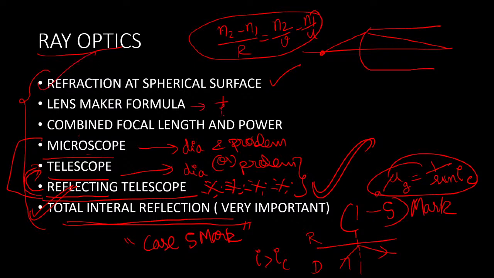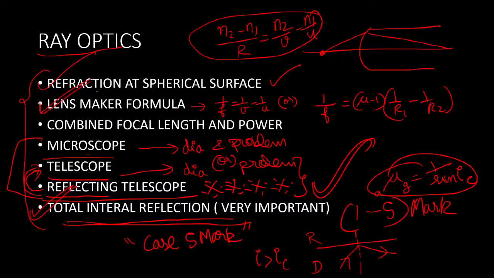Otherwise, the lens maker formula: 1 by F is equal to 1 by V minus 1 by U, or the related formula 1 by F is equal to refractive index minus 1 into 1 by R1 minus 1 by R2. We have a lot of chances to get a direct derivation like this. The questions are mostly from here. Combined focal length and combined power are also important. In the sample paper they asked numericals based on these formulas. We are referring to the sample paper also. For this academic year, definitely you should focus on the sample paper also.